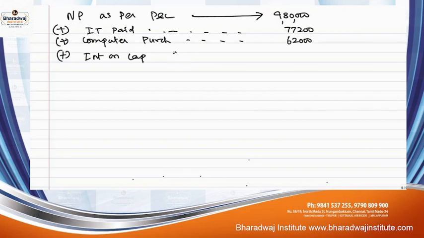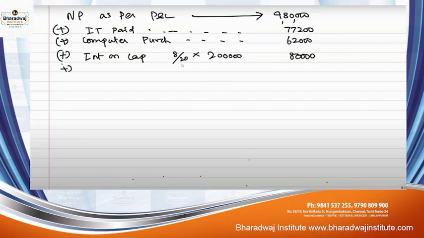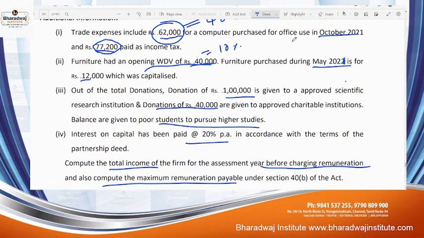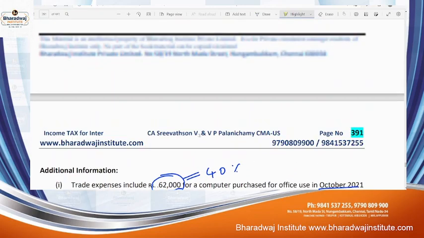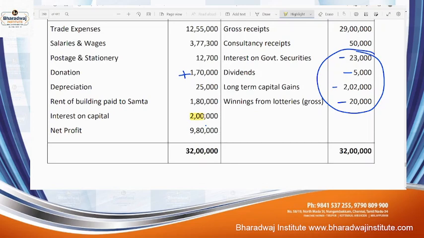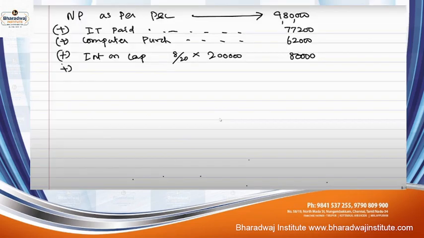Interest on capital more than 12% is disallowed. What percentage have they paid? 20%. How much will be disallowed? 8% will be disallowed. Interest on capital 8 by 20 into 2 lakhs. Why 8 by 20? Interest has been paid at the rate of how much percentage? 20%. Interest has been paid at the rate of 20%. That is 2 lakhs. Interest on capital is 2 lakhs. If that is 20%, what is excess? 8%.